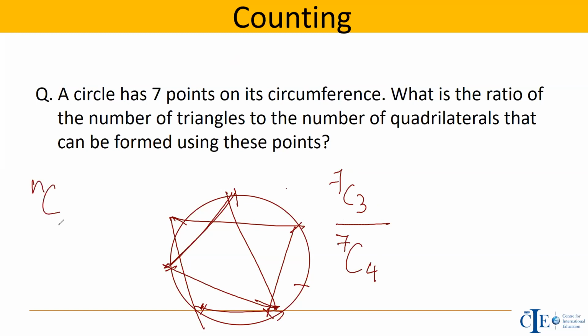Now, nCr is the same as nC(n minus r). So 7C3 is the same as 7C4. So that's going to be 1. They're going to get cancelled out, right? So hence the ratio will be 1. Right? Perfect.